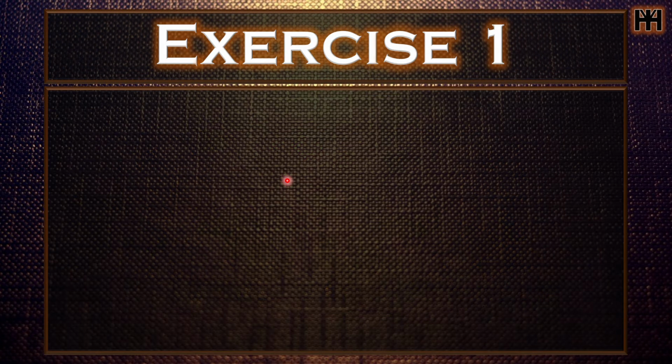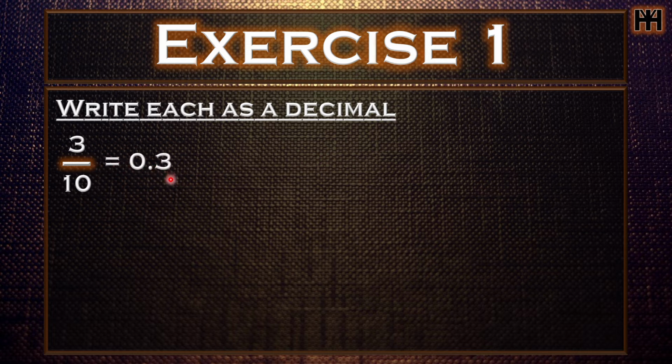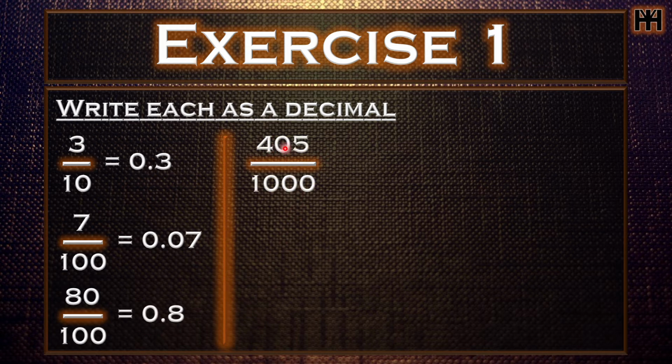Exercise 1. Write each as a decimal. Okay, we have 3 over 10 or 3 divided by 10, so it will be 0.3. 7 over 100, so it will be 0.07. 80 over 100, so it will be 0.8. Let's see here, 405 over 1000 will be 0.405.